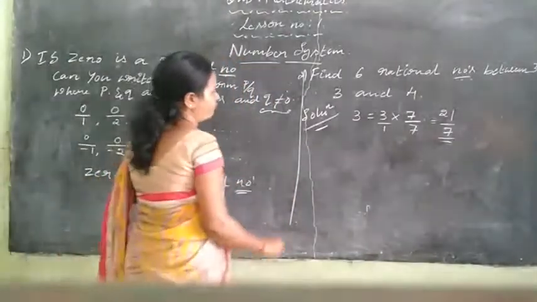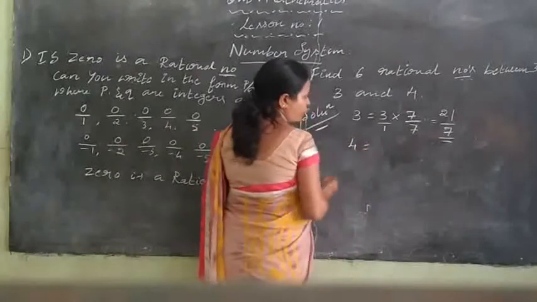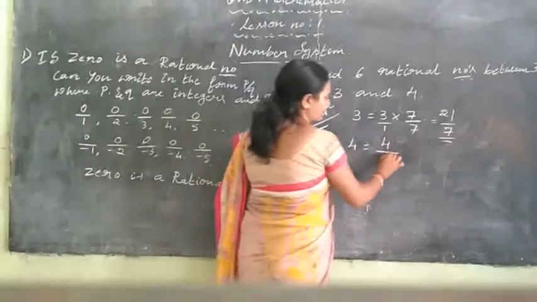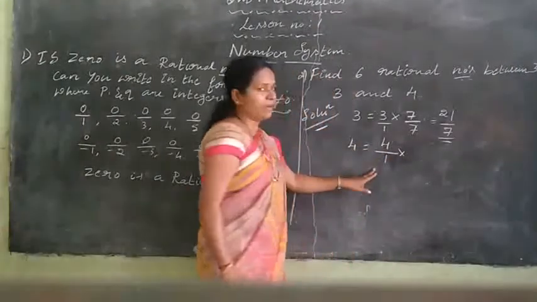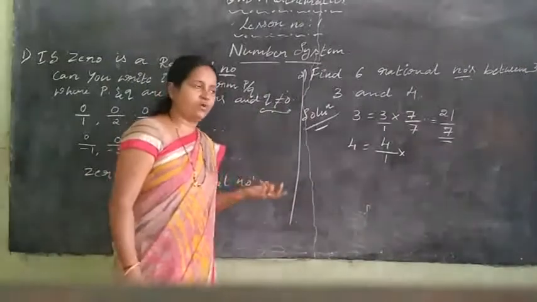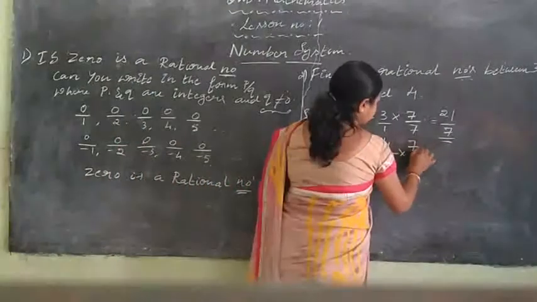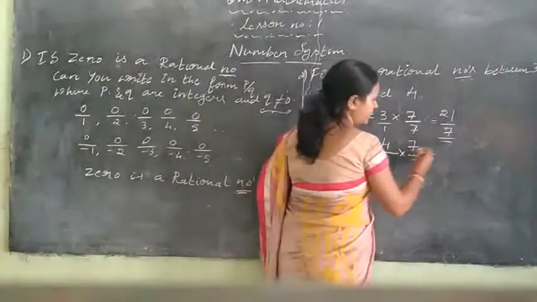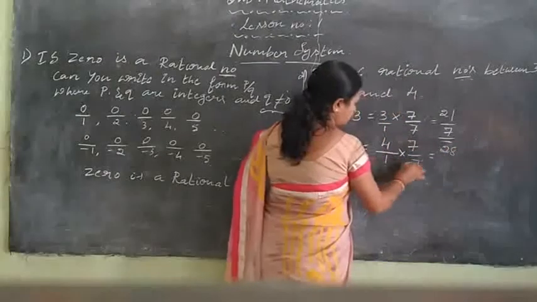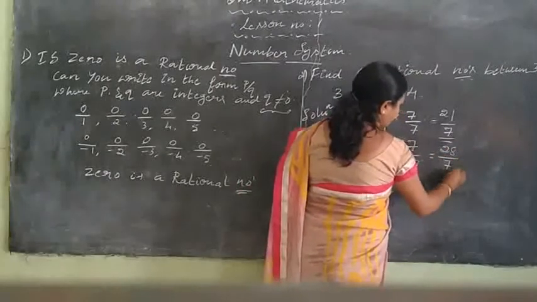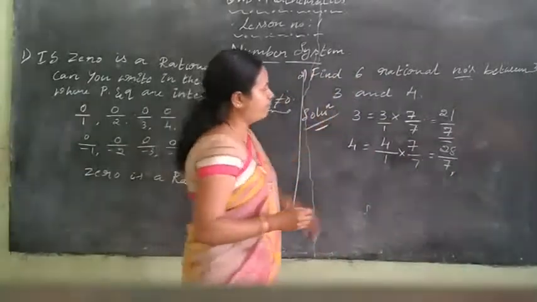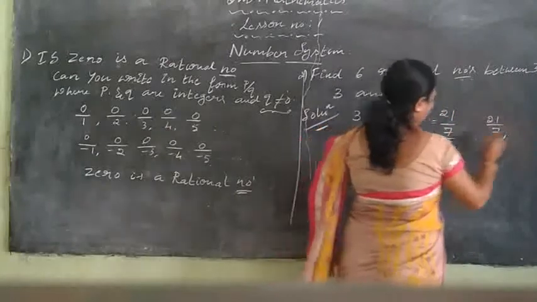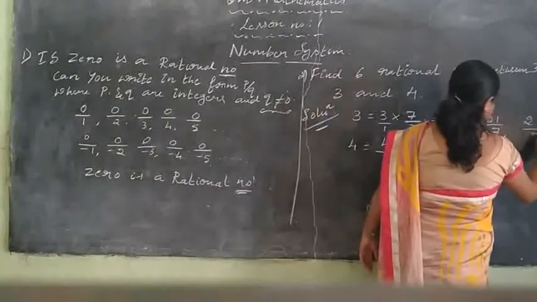In the same way you take the second one, that is 4. For 4 also, if nothing is there, what are we going to consider? 1. So for 4 also multiply by 7 for the numerator as well as for the denominator. 7 4s are 28. 1 into 7, 7. So 3 we get as 21 by 7 and 4 as 28 by 7.